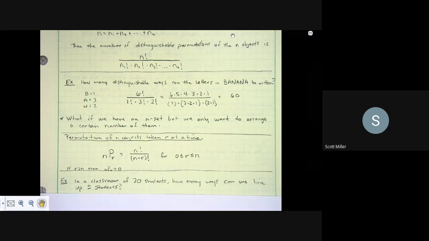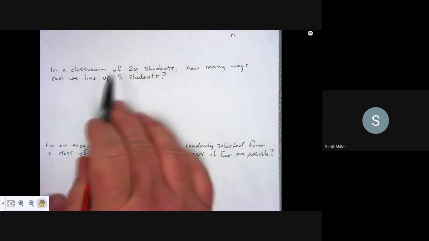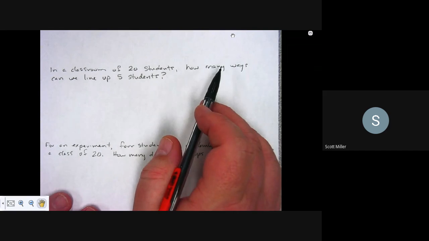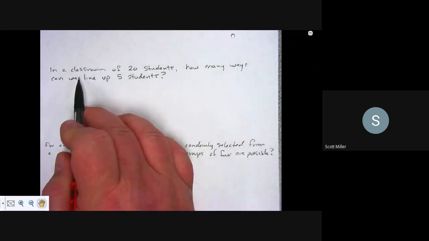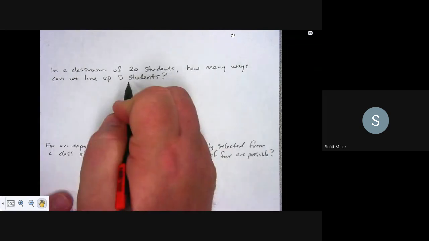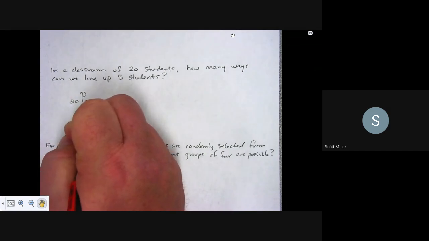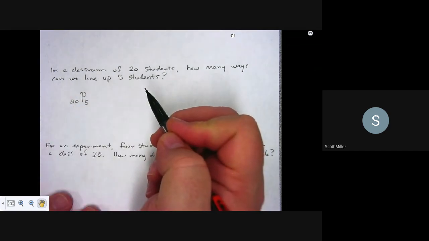In a classroom of 20 students, how many ways can we line up 5 students at the door? So I have the randomness of picking 5 students, and how many ways can I pick 5 students, and then how many ways can I line them up at the door? That's what this boils down to. Well, because I recognize this as an nPr, a permutation of n objects taken r at a time, because line up means order, permutations are putting things in order, that's a key thing to remember. This becomes nPr, which is 20 people taken 5 at a time. That's how you would write it.